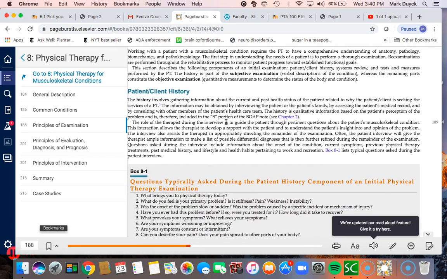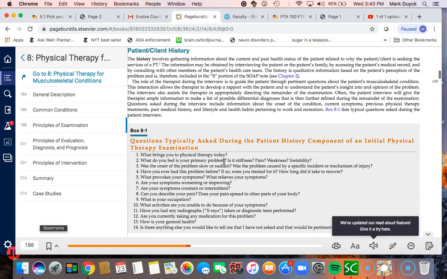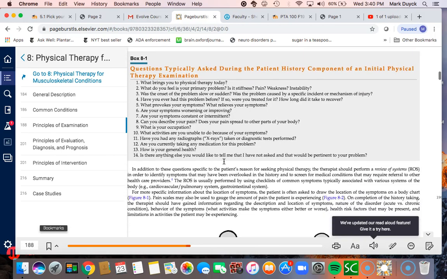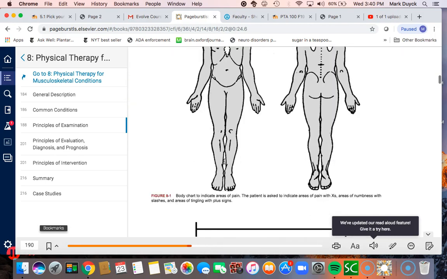So as we're going through the chapter, I don't want you to split too many hairs about questions typically asked of a PT initial evaluation. I want you to take a look at that, but I'm not setting the expectation that you memorize that in your role as assistants. I think it's too much to ask you to know all that.